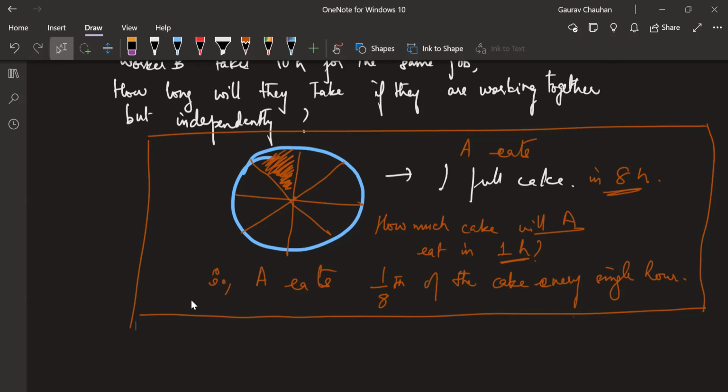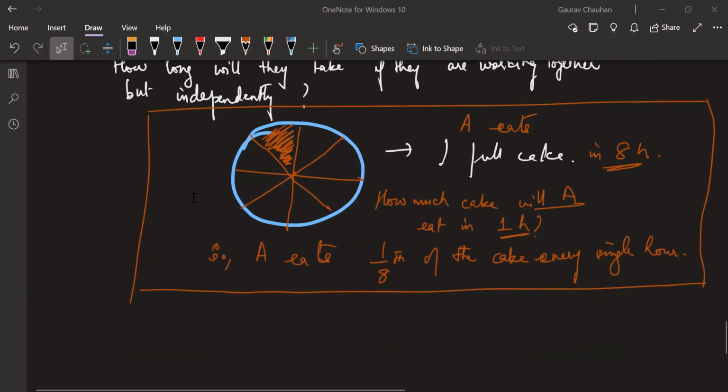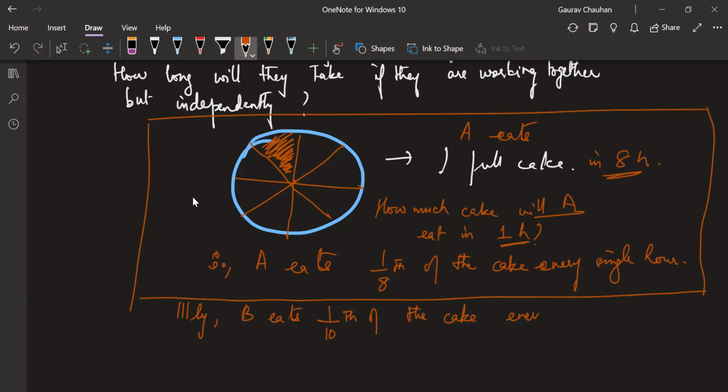Okay. Now, can you tell me how much B will eat in every hour? Bindu, tell me. 1/10, sir. 1/10. Okay. Similarly, B eats 1/10 of the cake every single hour. They are not taking any breaks. We can assume that it's a very unjust system of work for them, but let's do this. Working hours only we are talking about.